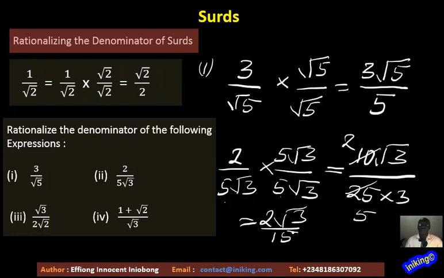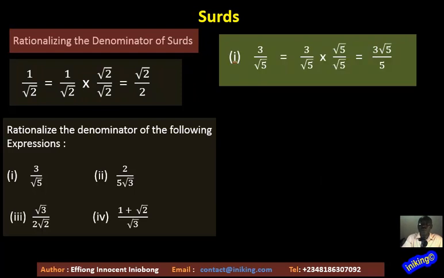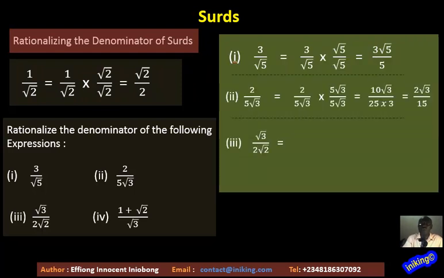You will get the same thing if you had multiplied both the numerator and the denominator by just using root 3. Let's write this out neatly. That's the first one, and that's the second. Yes, 2 root 3 over 15 for the second one.